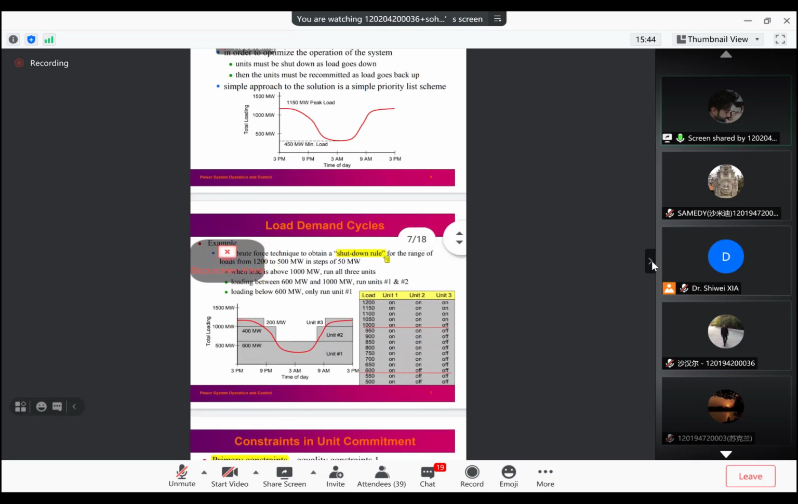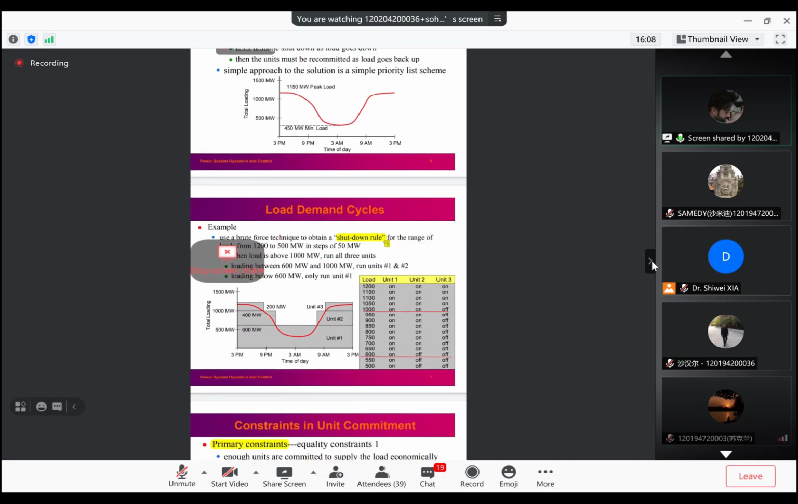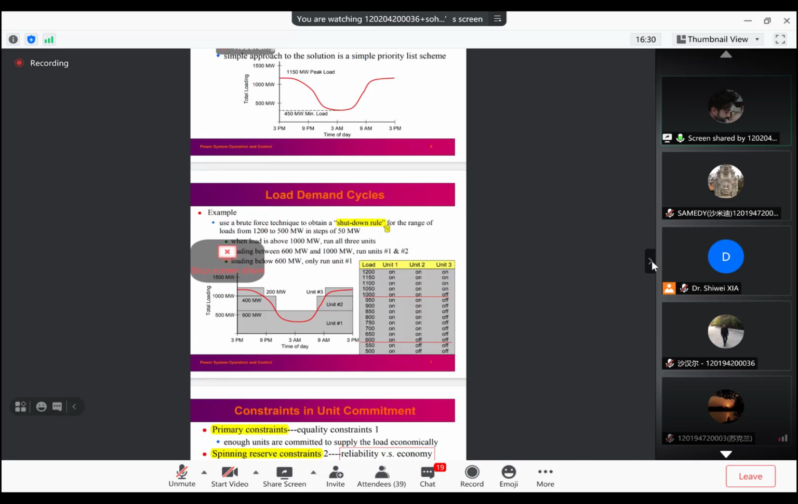At 1000, both unit 1 and unit 2 are on, but unit 3 is off. Then if we go down to 950, unit 1 and unit 2 are on, but unit 3 is off. This is our requirement. When the load is 550, only unit 1 will be on, the others will be off. When the load is 600, my unit 1 will be on, and again the other two are off. And when the load increases, like at 1000, unit 1 and unit 2 are on, but unit 3 is off. And when the load is 1200, all three units need to be on.